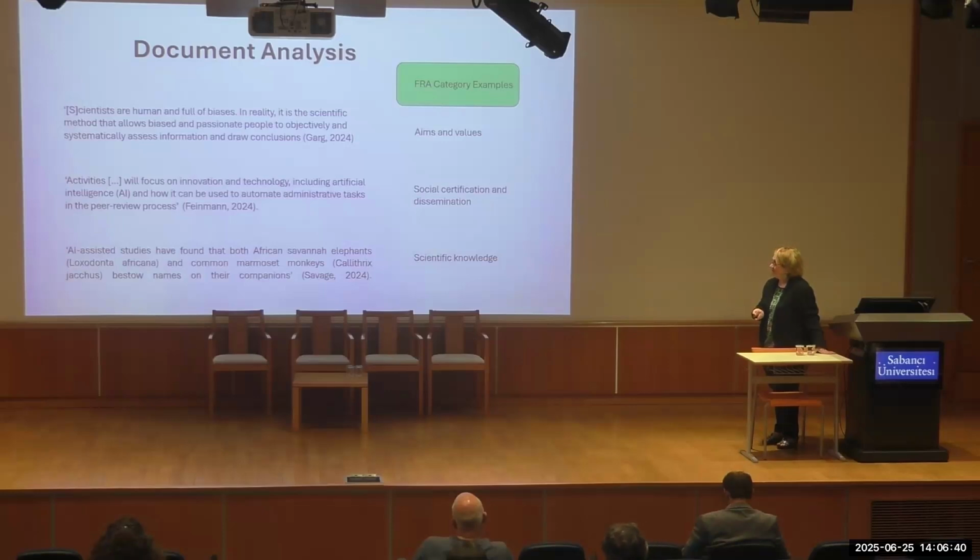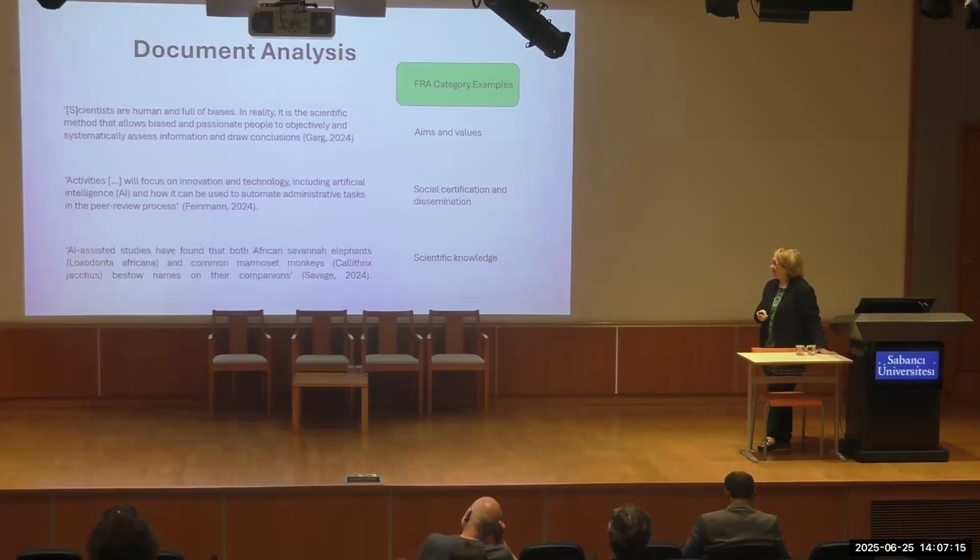The second example: activities will focus on innovation and technology, including artificial intelligence and how it can be used to automate administrative tasks in the peer review process. So this is talking about how AI, as I mentioned earlier, is already impacting peer review processes. It's related to that theme of social certification, or peer review aspects, certification elements. And finally, I'm just giving you 3 examples, but we've had examples on all different categories.